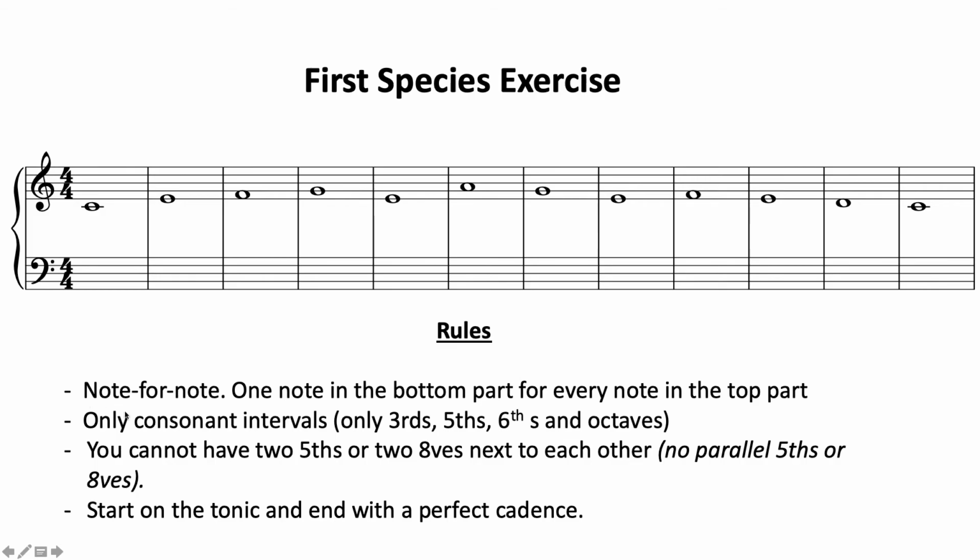You're only allowed to use consonant intervals, so thirds, fifths, sixths, and octaves. You cannot have parallel fifths or octaves. You cannot have 2 fifths or 2 octaves next to each other. And you must, and this is a rule to be applied in the context of a counterpoint exercise, start on the tonic, and you need to end with a perfect cadence. So you might pause the video here, have a go at that counterpoint exercise, and I'll see you in a bit.